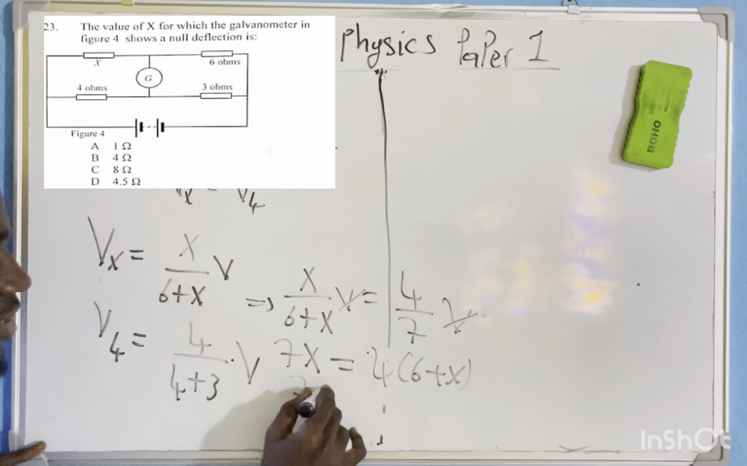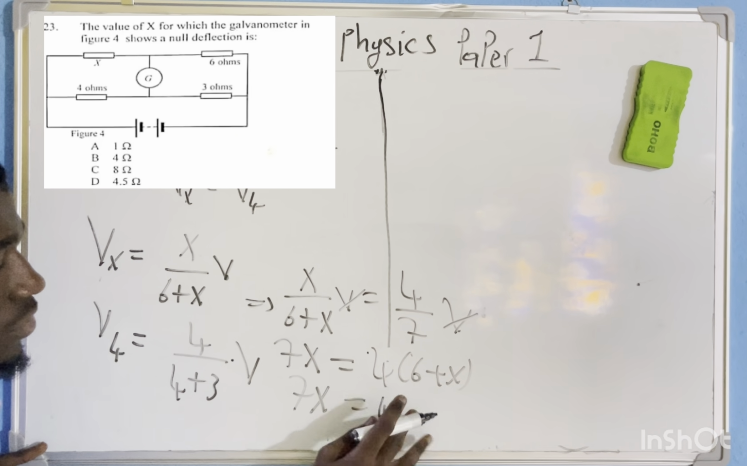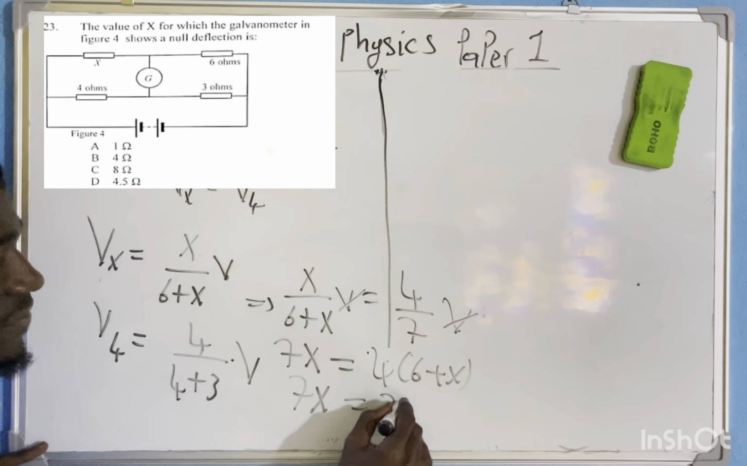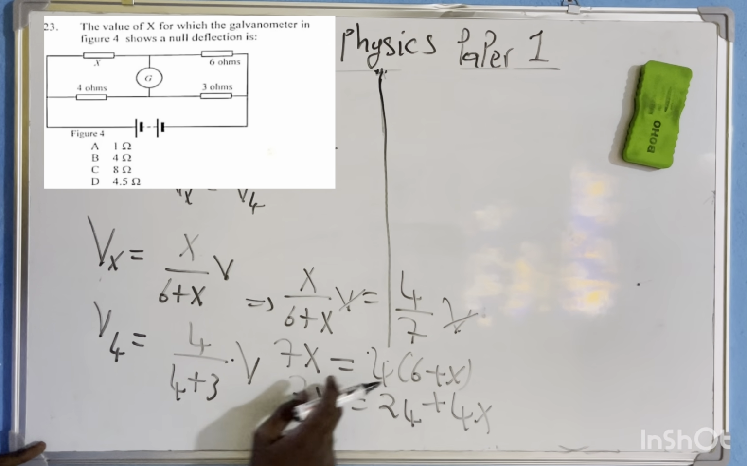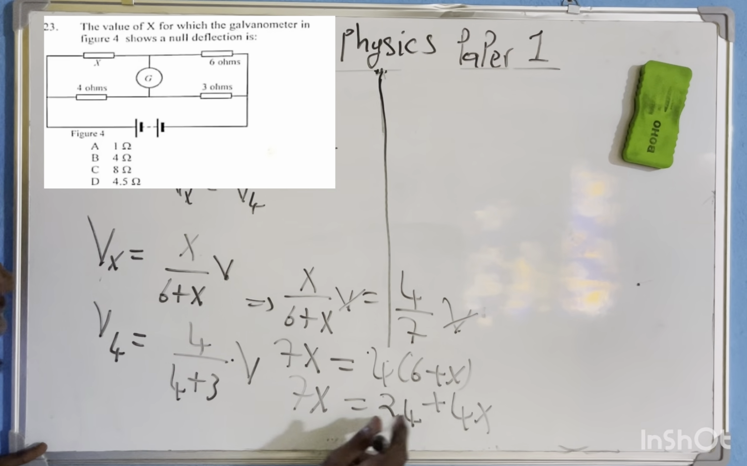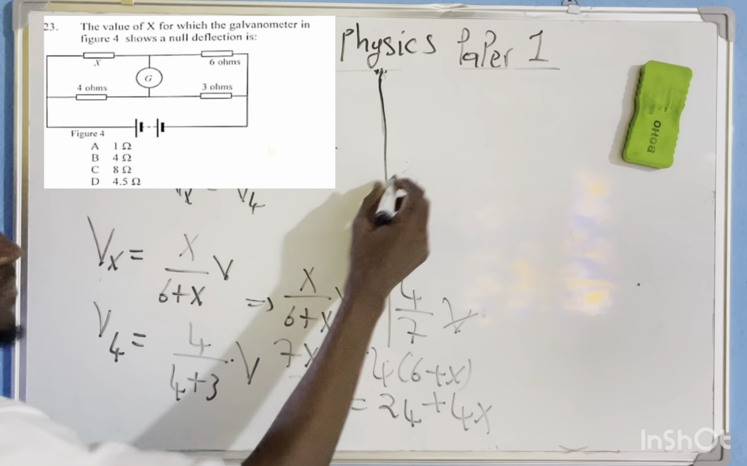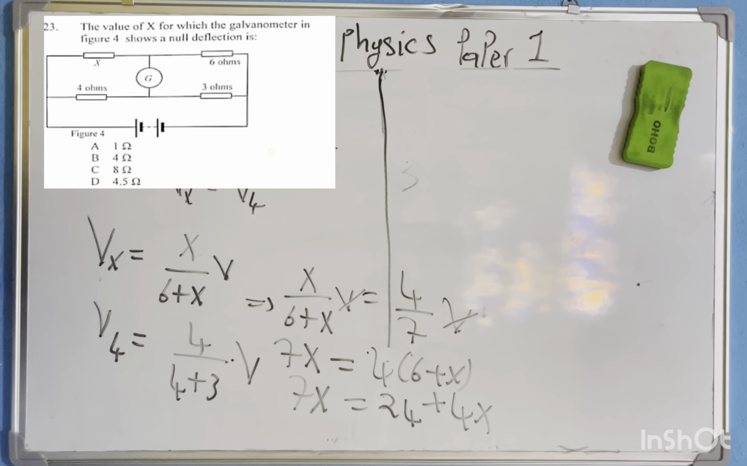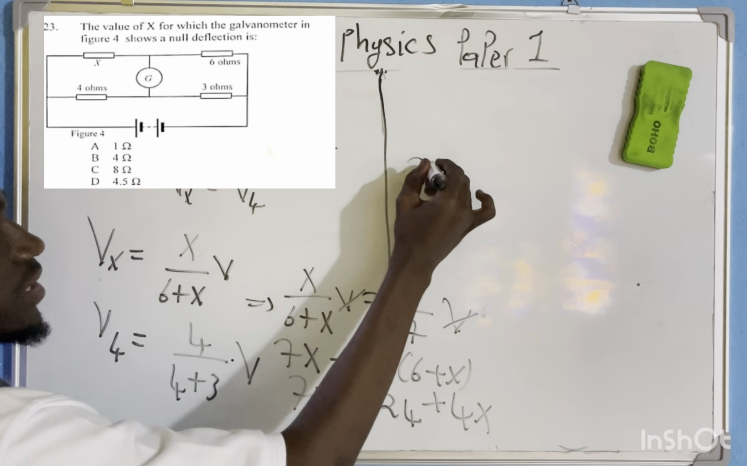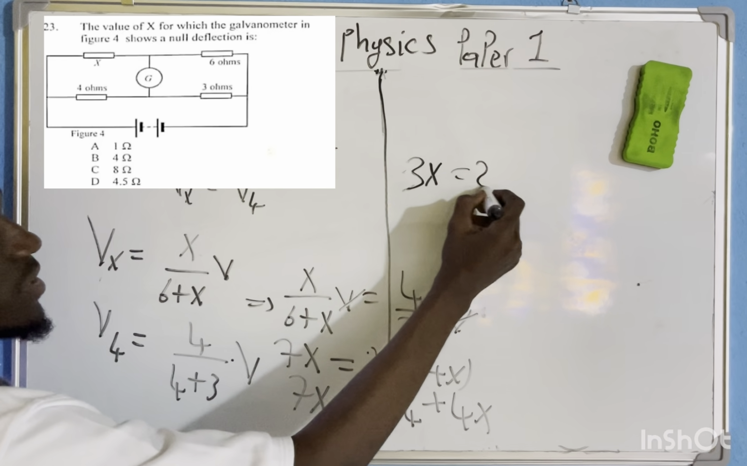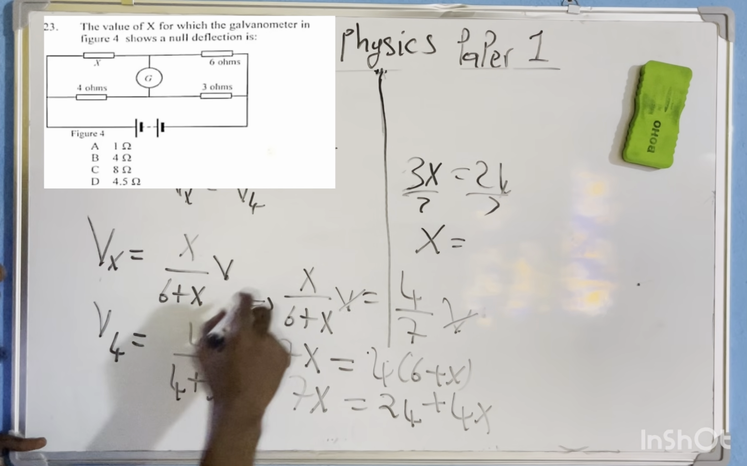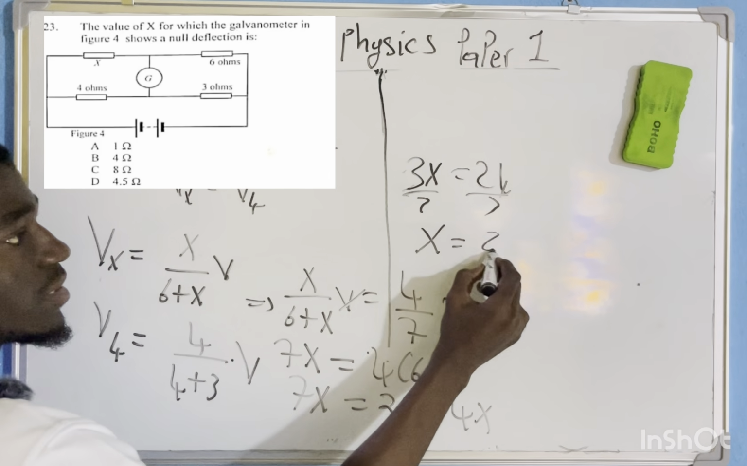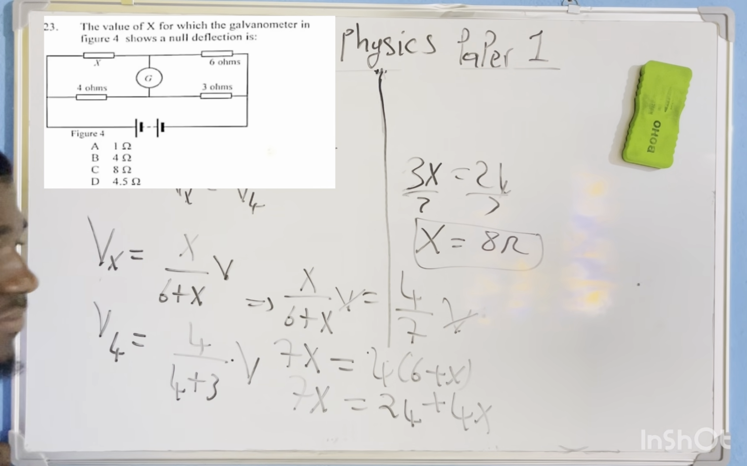Okay, I open the bracket. I will have 7X equals 4 times 6, which is how many? 24 plus 4X. Then when I subtract, I'll bring this one here. 7X minus 4X gives us 3X equals 24. I divide both sides by 3. Therefore, that resistance should be 24 divided by 3, which is how many? 8 ohms. As easy as that.